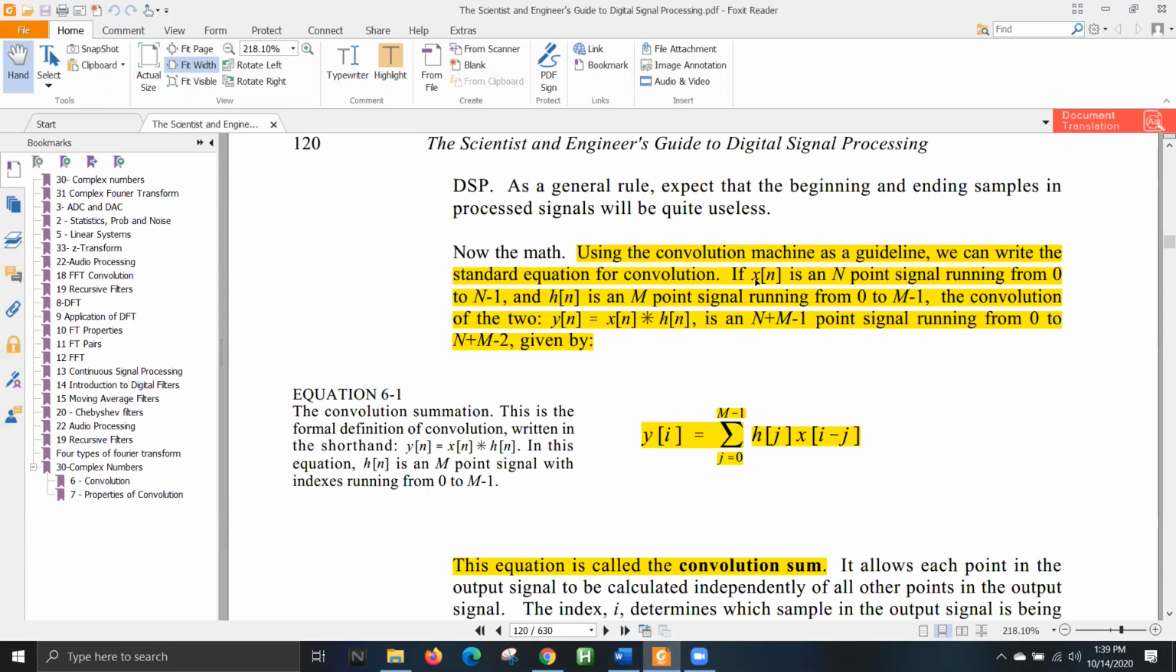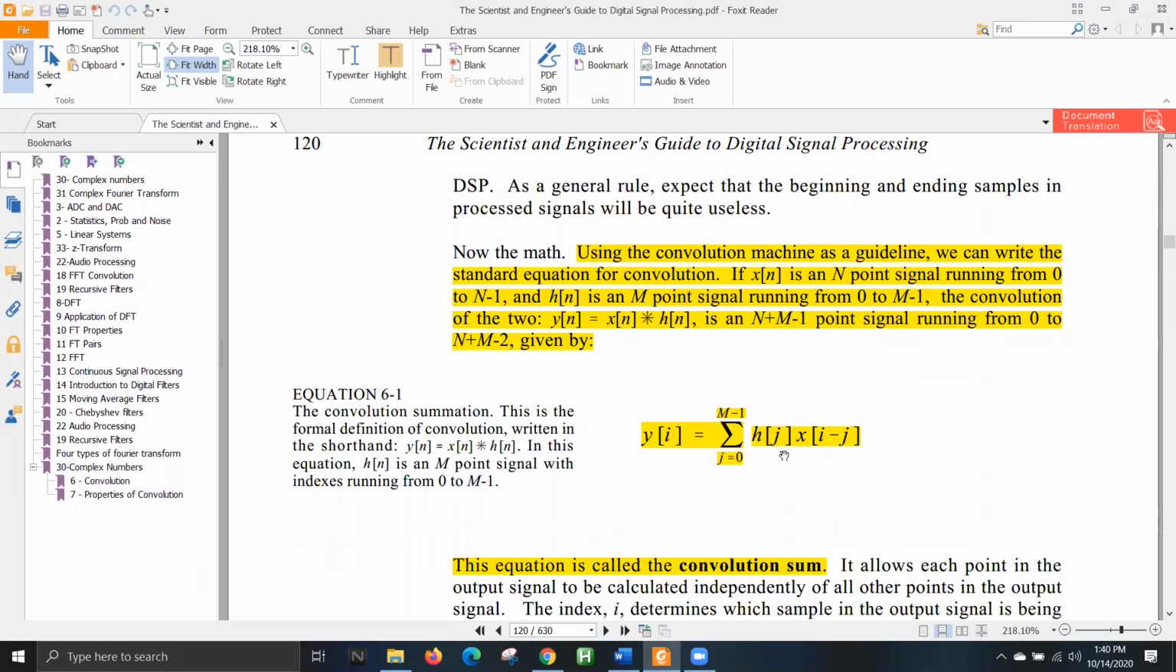So the first thing you need to know is that for an N-point signal running from 0 to N minus 1, and h[n] an M-point signal running from 0 to M minus 1, the convolution of the two will be an N plus M minus 1 point signal. We have already talked about this before. We will consider their indices to run from 0 to N plus M minus 2. You can already see why I'm using N plus M minus 2 instead of N plus M minus 1: because we are starting the indexing from 0, we are considering the origin point to be 0, so the last index will be 1 less than the number of points.